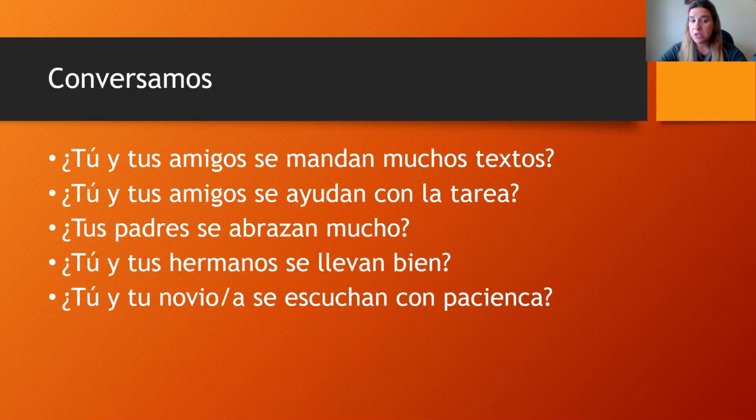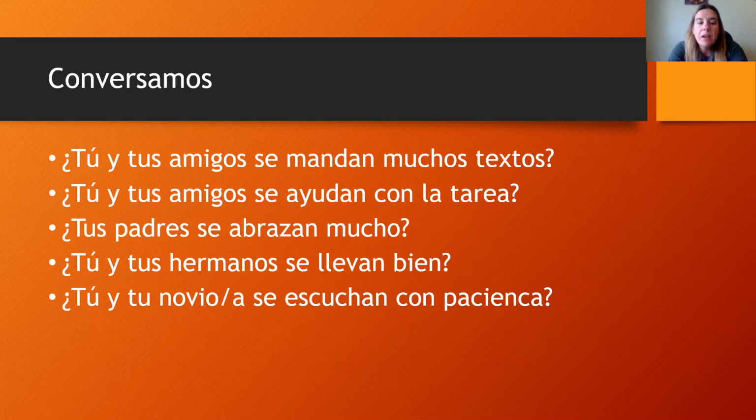However, the third question, tus padres se abrazan mucho. This question is asking about your parents. Do they hug each other a lot? So for the third question, you're going to leave it for ellos. Se abrazan. Abrazar, to hug. Conjugate it for ellos. Se abrazan mucho. Either sí or no. You can say yes or no.